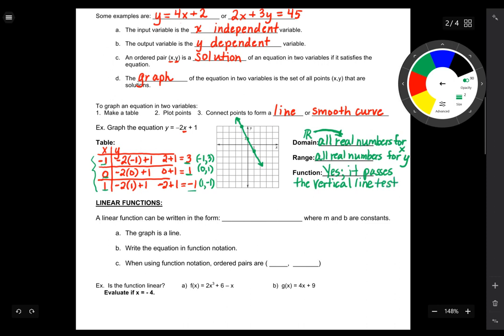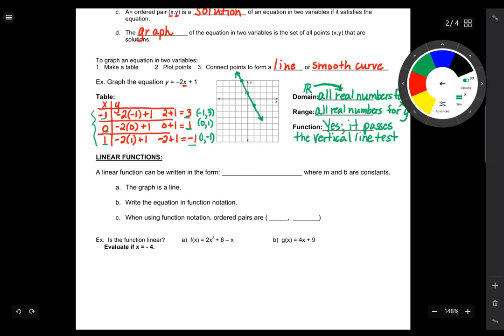All right, we are almost done with our notes for 2.1. A linear function can be written in the form y equals mx plus b, where m and b are constants. The graph will be a line. We're going to write the equation in function notation.